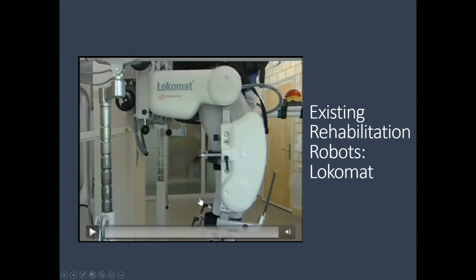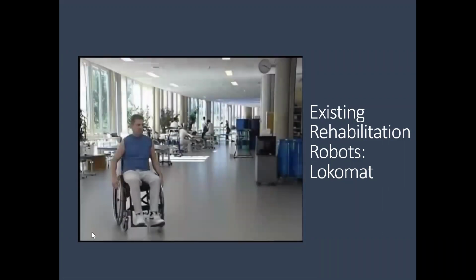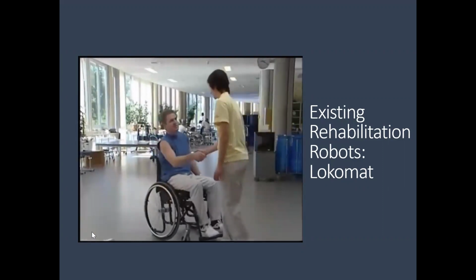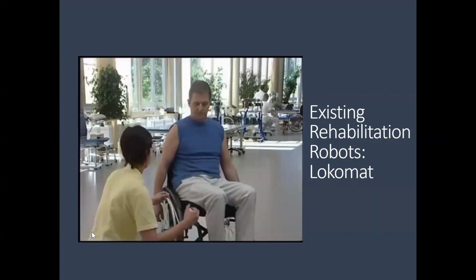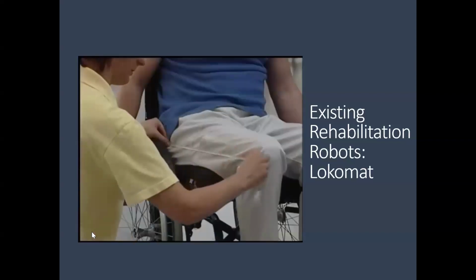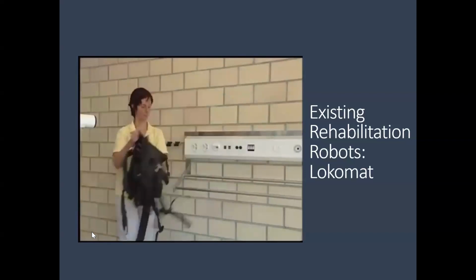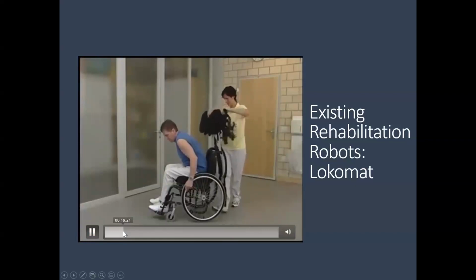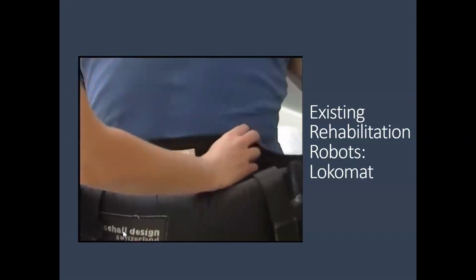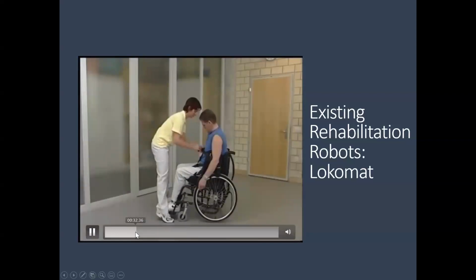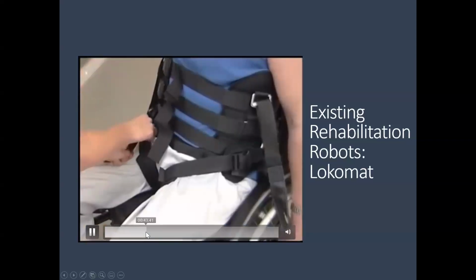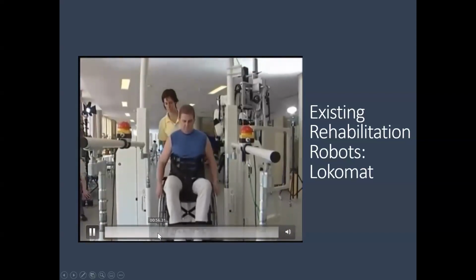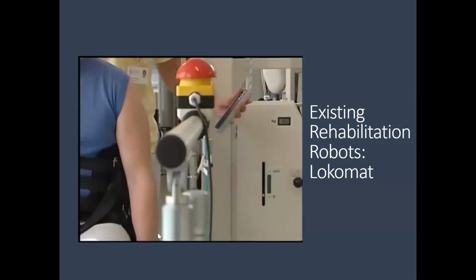There's one more, I think. Let me play this. This is how the Lokomat is being used. You need to lift the person using something called a body weight support system. And the person is taken onto the treadmill.